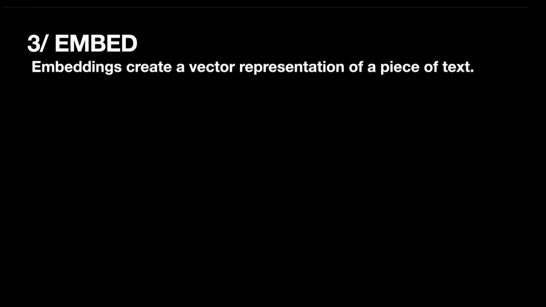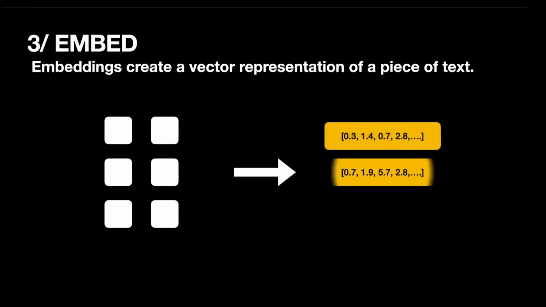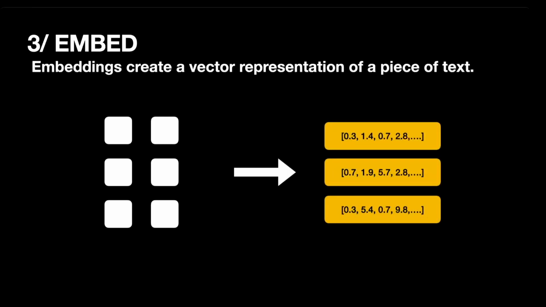The third step is embedding. Embedding is creating a vector representation of a piece of text. So what that looks like is we have our chunks that we've just split our data into, and we're going to create vectors. What vectors do is make it easy for the computer to understand what the text is, and they look something like this, numerical representations of our data.